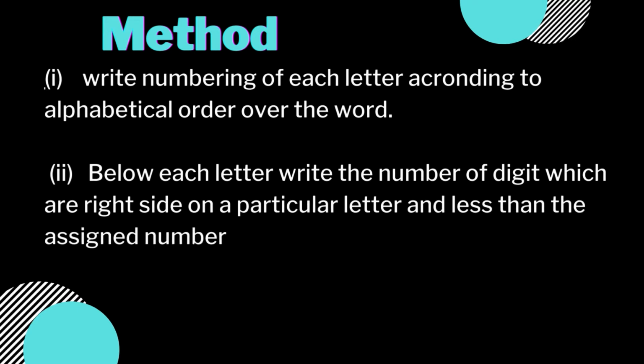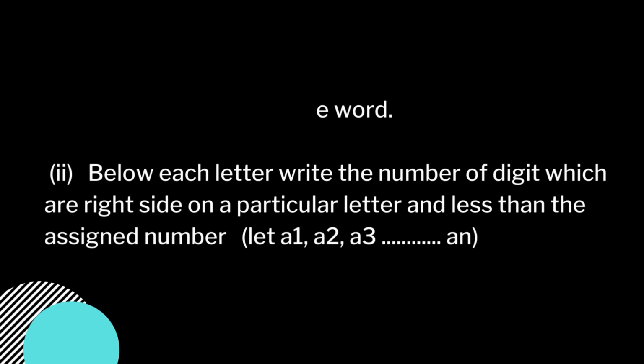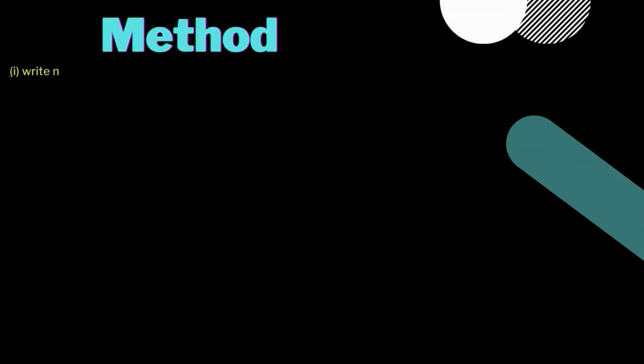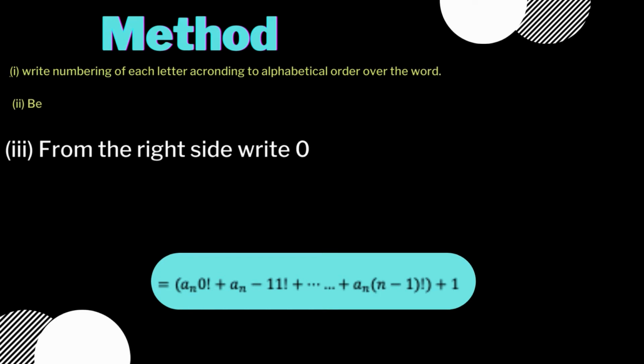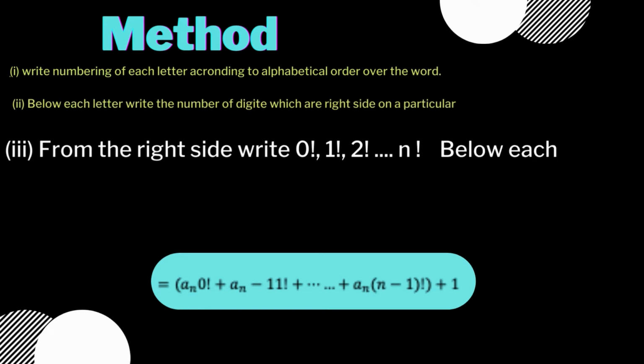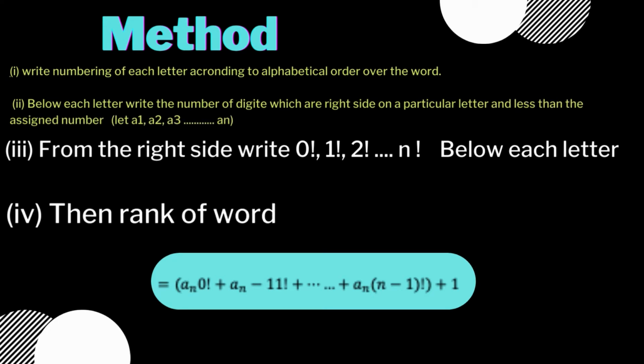From the right side write factorial 0, factorial 1, factorial 2, and so on up to factorial n below each letter. And hence find the rank in this last step. So the rank is an into factorial 0 plus an minus 1 into factorial 1 plus an minus 2 into factorial 2 plus, and so on. And last, don't forget to add 1 in the total sum to get the rank of the word.